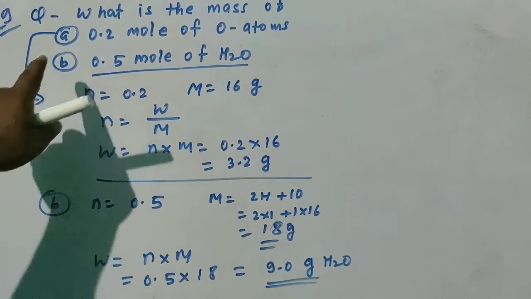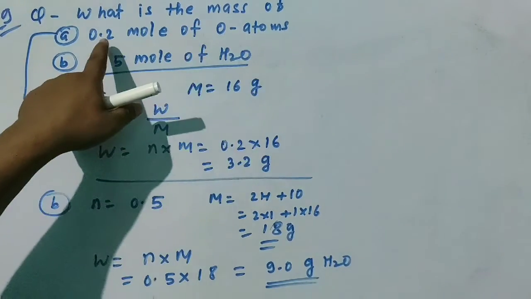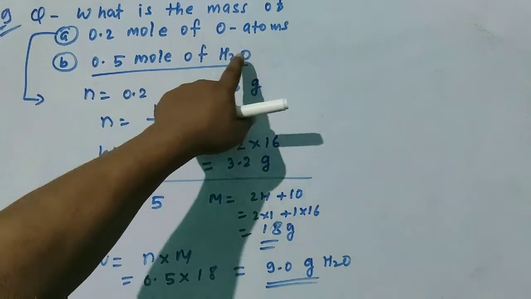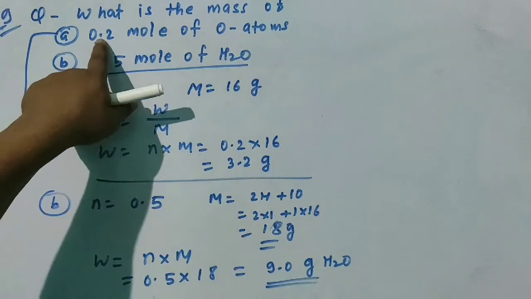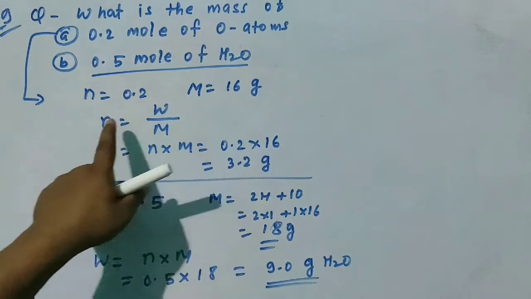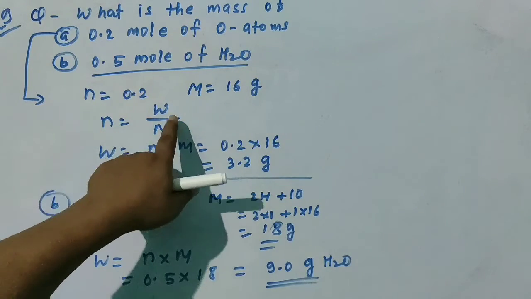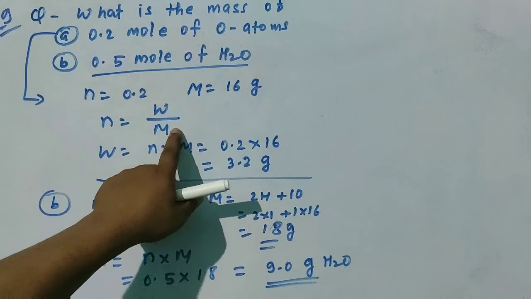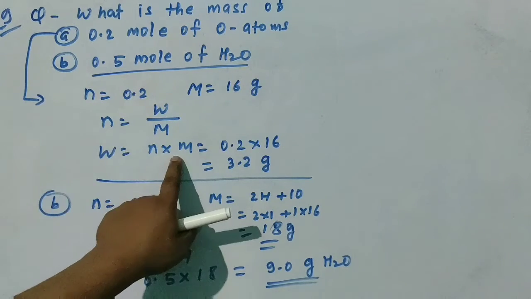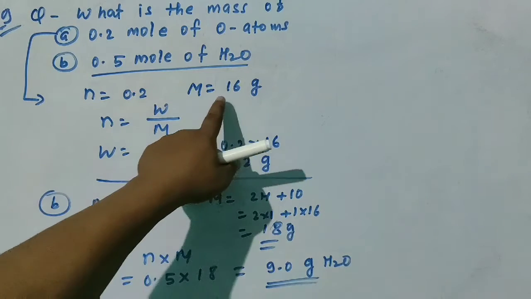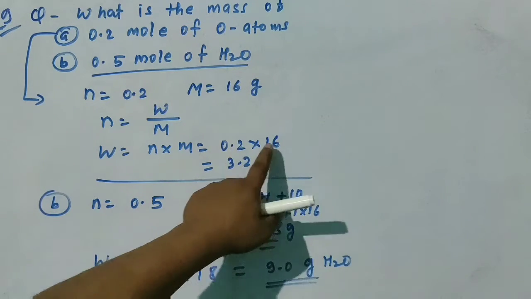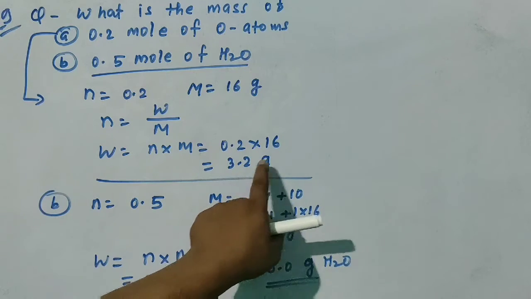What is the mass of 0.2 mole of oxygen atom? Here, first 0.2 mole, number of mole is 0.2, molecular mass is 16 gram. So N is equal to given mass upon molecular mass, and given mass is equal to N into M. N is given 0.2 and molecular mass is 16. Then it is multiplied and this is equal to 3.2 gram.